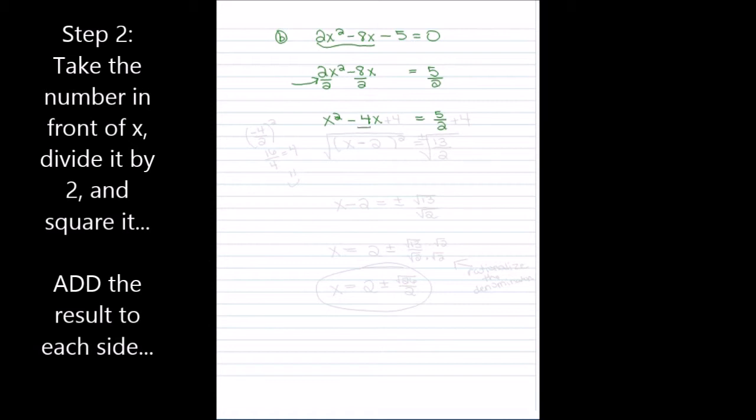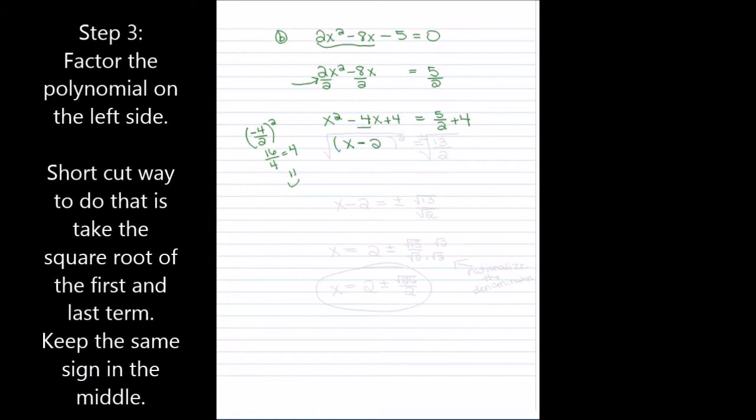And I'm going to take that number sitting right in front of my x, which is negative 4. I'm going to divide it by 2, and then I'm going to square it. And I end up getting 16 over 4. So it's going to be 4. So I take 4 and I add that to both sides. Plus 4, plus 4. When I put the plus 4 there, that means I've completed the square and I can factor.